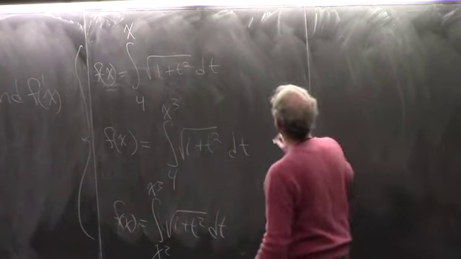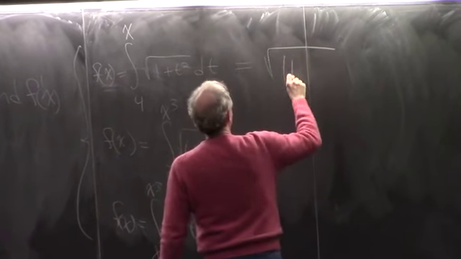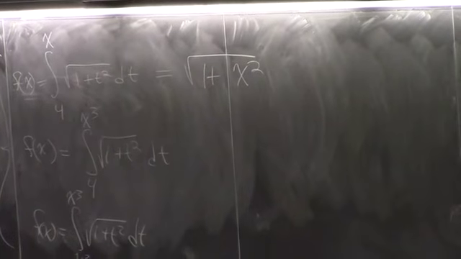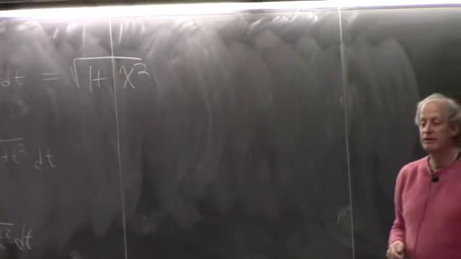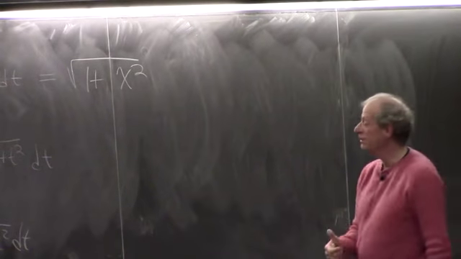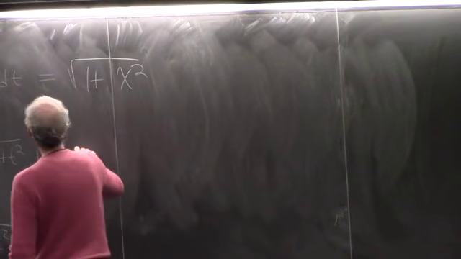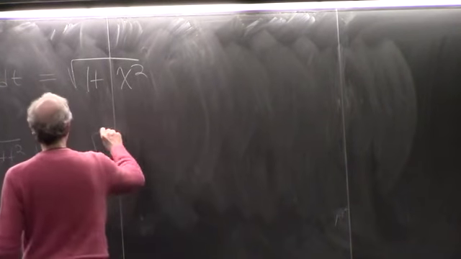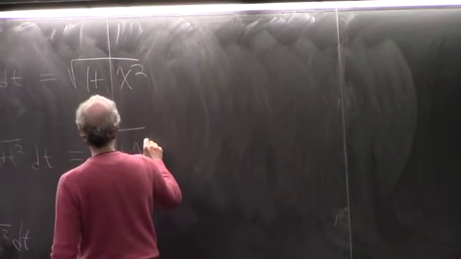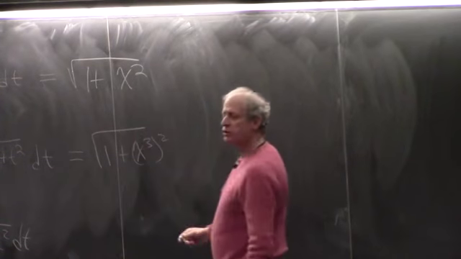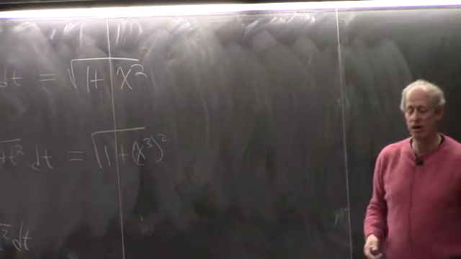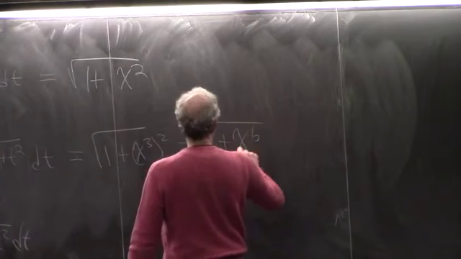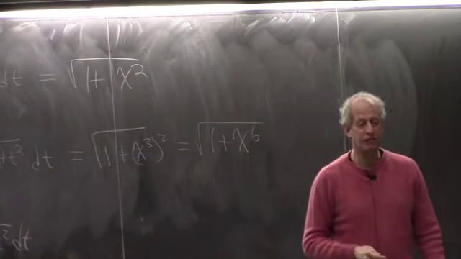We're just going from 4 to x. You just plug in x. Square root of 1 plus x squared. You get that one? So far, so good? Alright. What if I have x cubed? Well, wherever I see t, I put in x cubed. So it's the square root of 1 plus x cubed squared, which you could make 1 plus x to the 6th if you wanted to show off, but it's certainly not necessary.